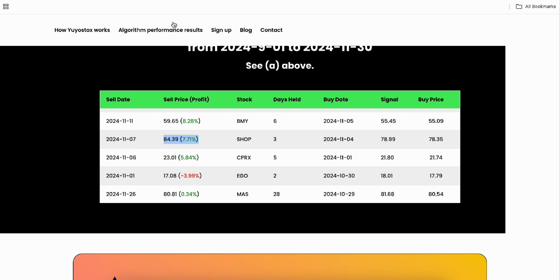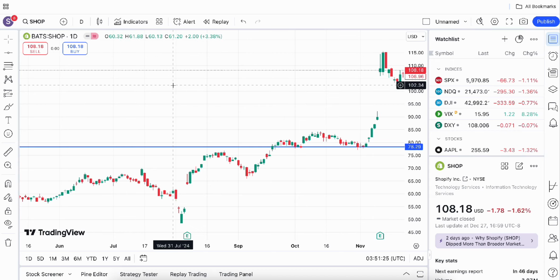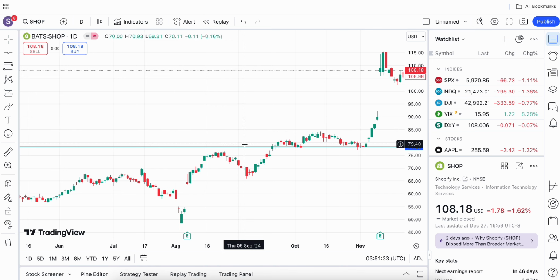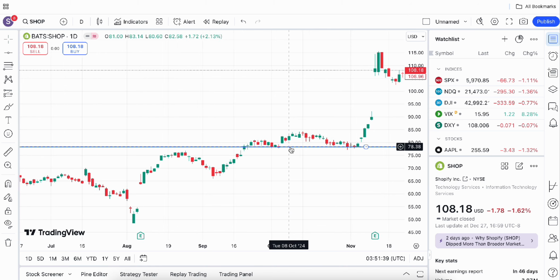So let's see what they did here. I'm looking at Shopify's daily chart, and they bought Shopify on 11/04, and the signal was at 78.99. So that's pretty close to here. So let's see what happened at 11/04. This is November 4th, right? This is when they buy Shopify.